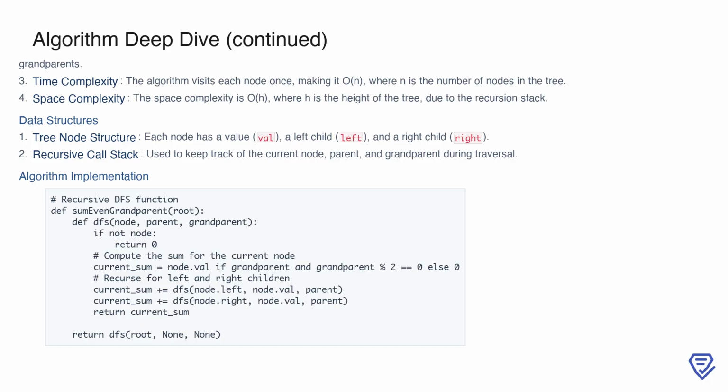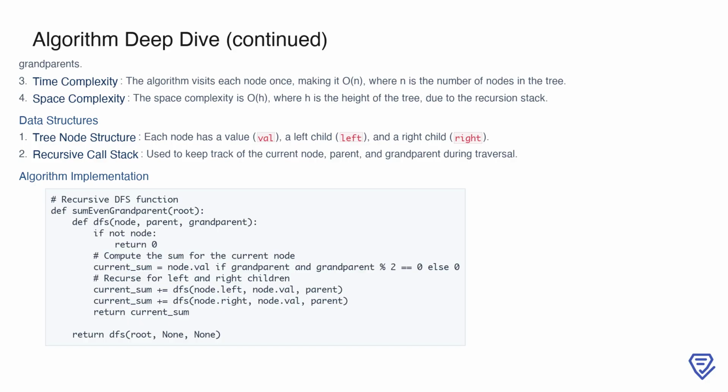The space complexity is O(h), where h is the height of the tree, because of the recursion stack. The tree node structure we work with includes a value, a left child, and a right child. The recursive call stack is used to maintain the state of the current node, parent, and grandparent during traversal. Here's the Python implementation of the algorithm.